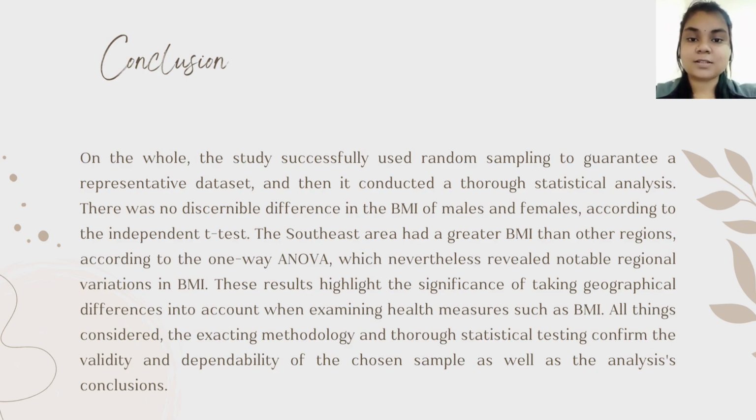Now we have reached the final part of the video. On the whole, the study successfully used random sampling to guarantee a representative dataset, and then it conducted a thorough statistical analysis. There was no discernible difference in the BMI of males and females, according to the independent t-test. The one-way ANOVA revealed notable regional variations in BMI, with the Southeast area having a greater BMI than other regions. These results highlight the significance of taking geographical differences into account when examining health measures such as BMI. All things considered, the exacting methodology and thorough statistical testing confirm the validity and dependability of the chosen sample as well as the analysis conclusion.